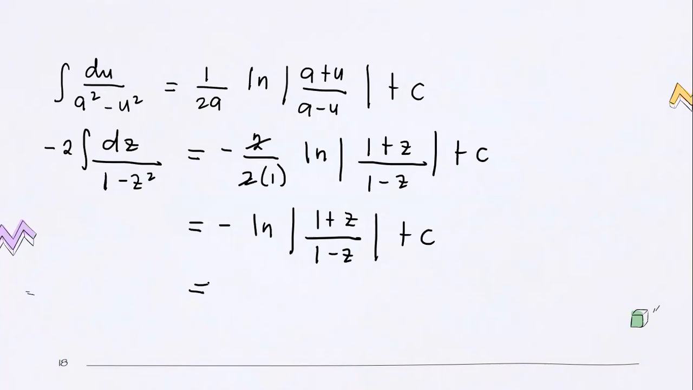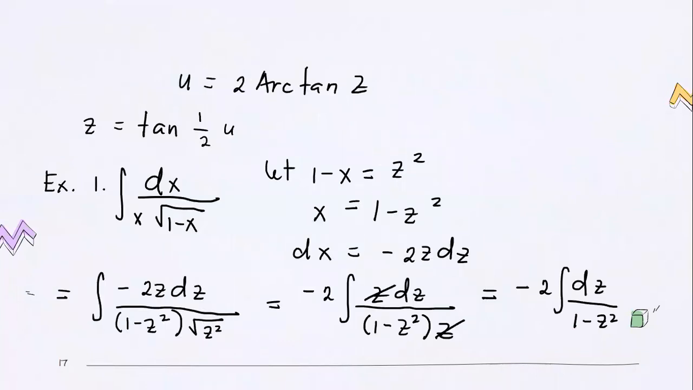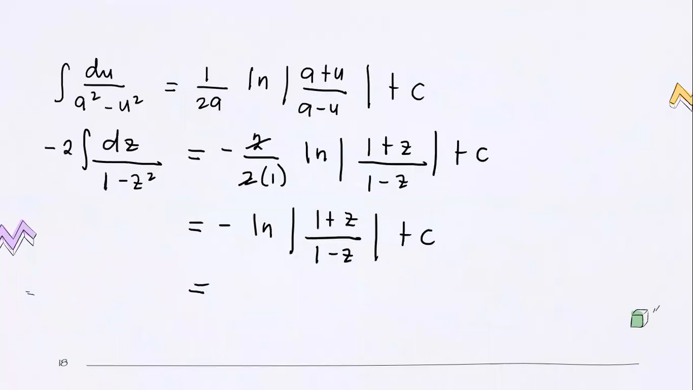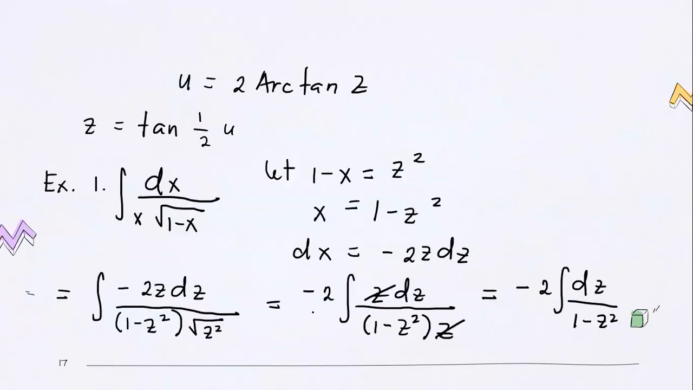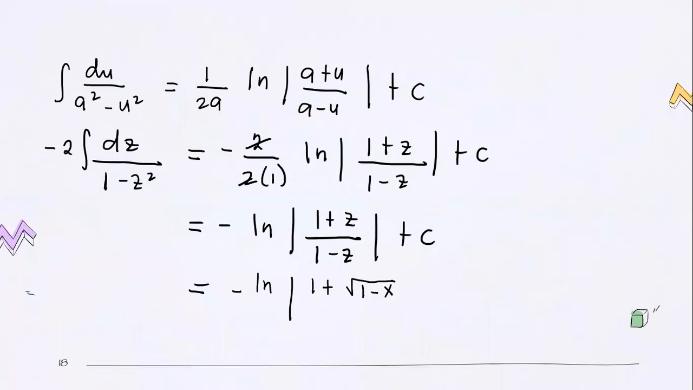Okay, go back to the original where your z is equal to square root of 1 minus x. Therefore we have minus ln of 1 plus square root of 1 minus x over 1 minus square root of 1 minus x, plus c.